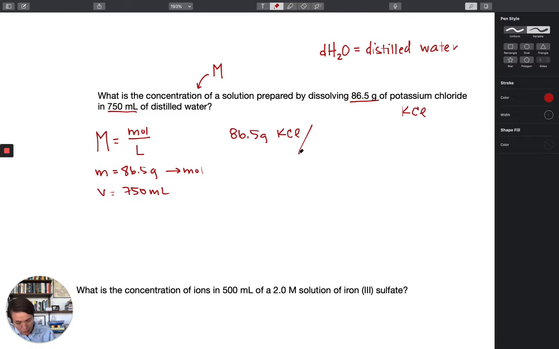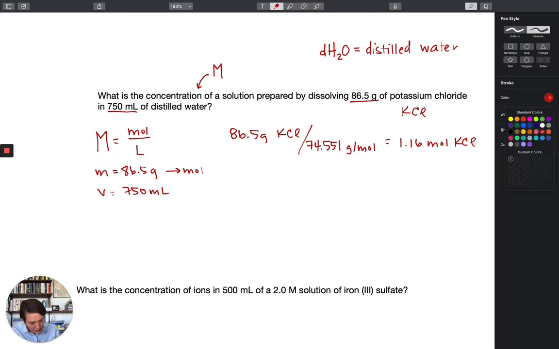Divided by our molar mass of KCl, which is 74.551, we get 1.16 mole of KCl. All right, so that gives us this first thing that we need.